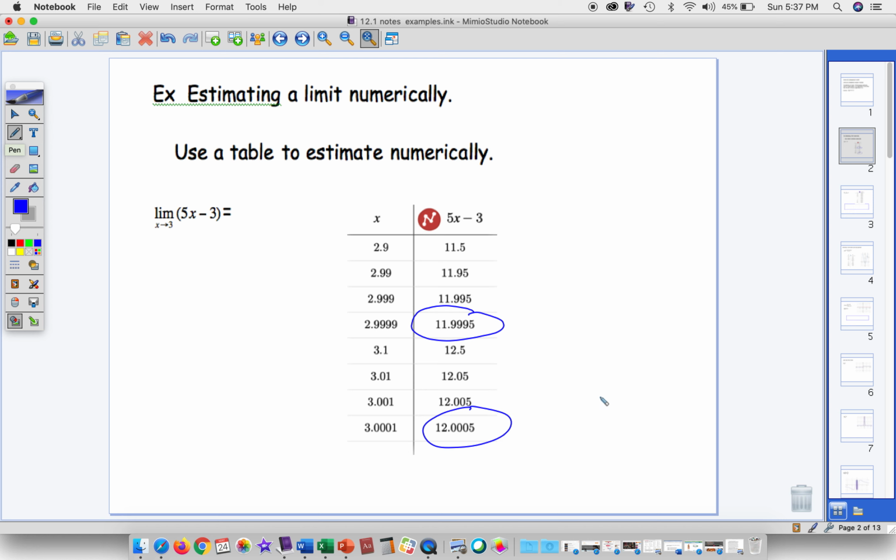And you'll see later we'll talk about the direct substitution technique, where we can actually plug the 3 into this function and get 15 minus 3, which is 12. But this is a good technique for when we can't do direct substitution. I just wanted to start off with a function that you can relate to, and see where that value of 12 is coming from.